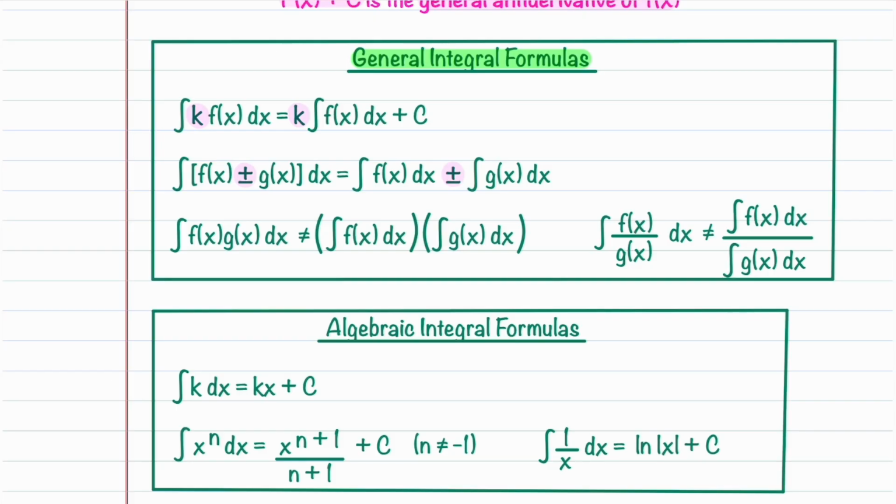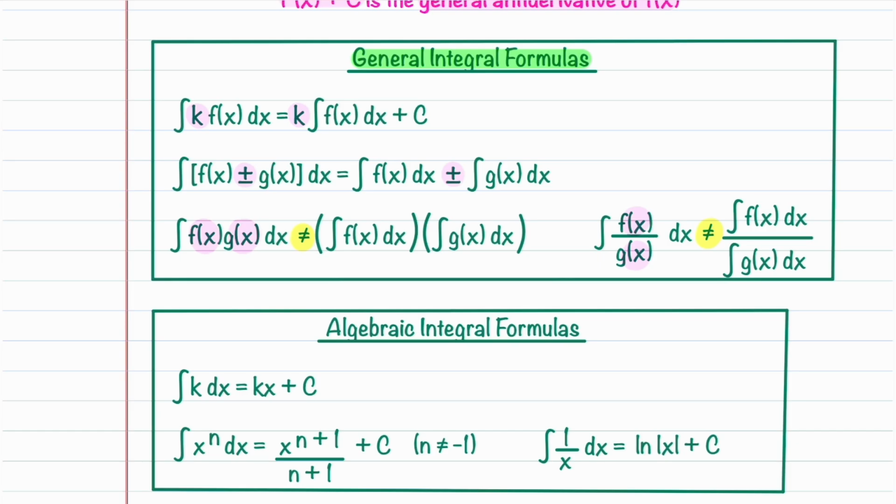These next two formulas are things that you need to make sure not to do. If you have the integral of one function times another function, you can't split that integral up and integrate the two functions separately. Similar to this, if you have one function divided by another function, you can't split this integration up and integrate one function and then divide it by the integral of the other function.